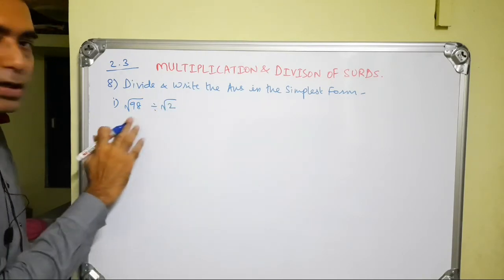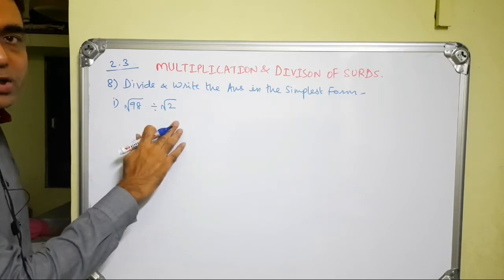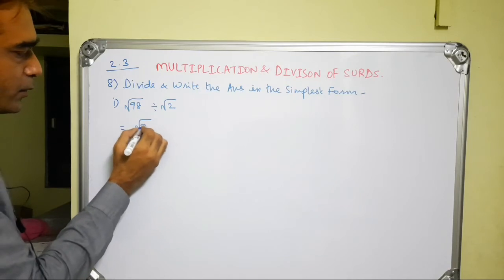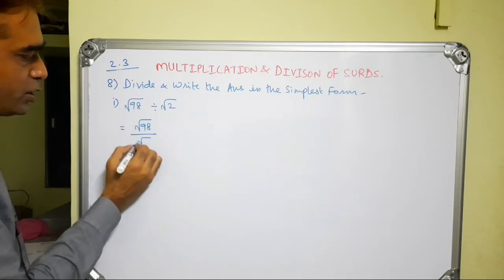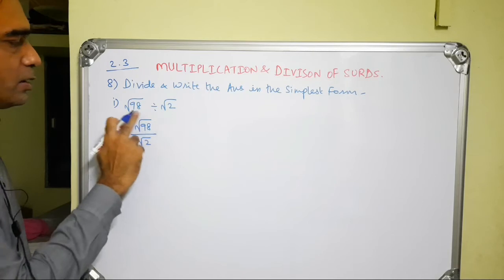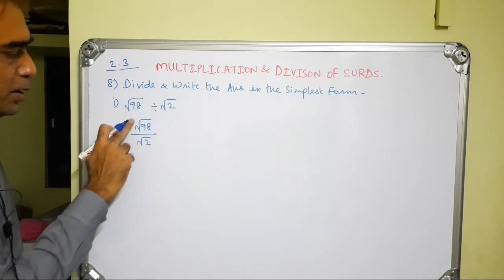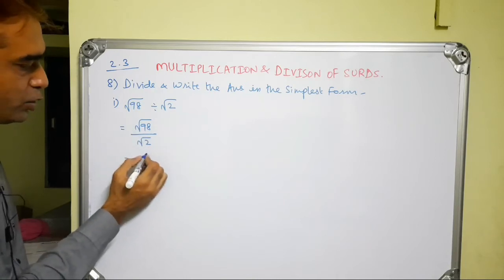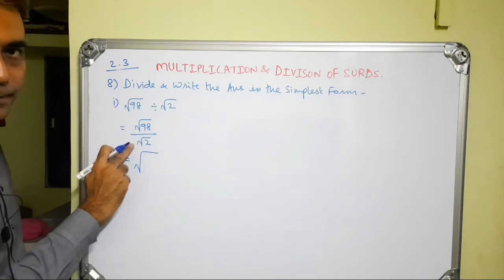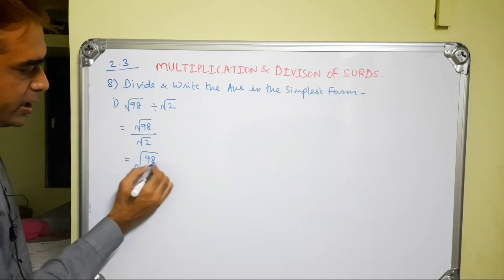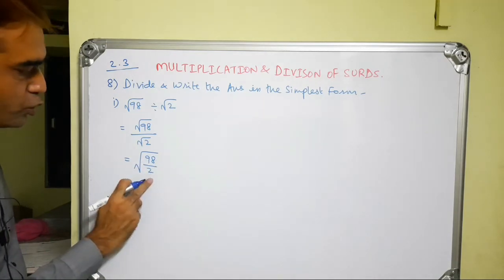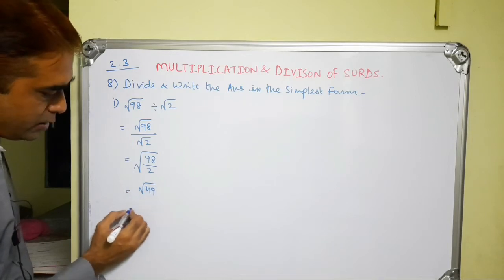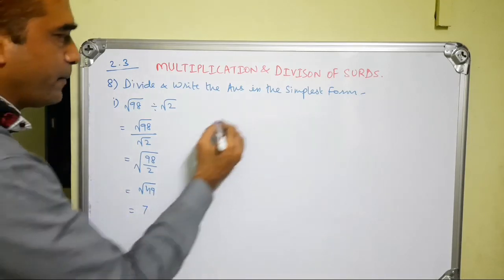Now as both have the same order, we can write it like this: square root of 98 upon square root of 2. We have written this in the numerator denominator form. Both have the same order, so we can write both numbers in the same radical sign. So we'll write 98 upon 2. Now 2 goes into 98 49 times, so square root of 49, and square root of 49 is 7.